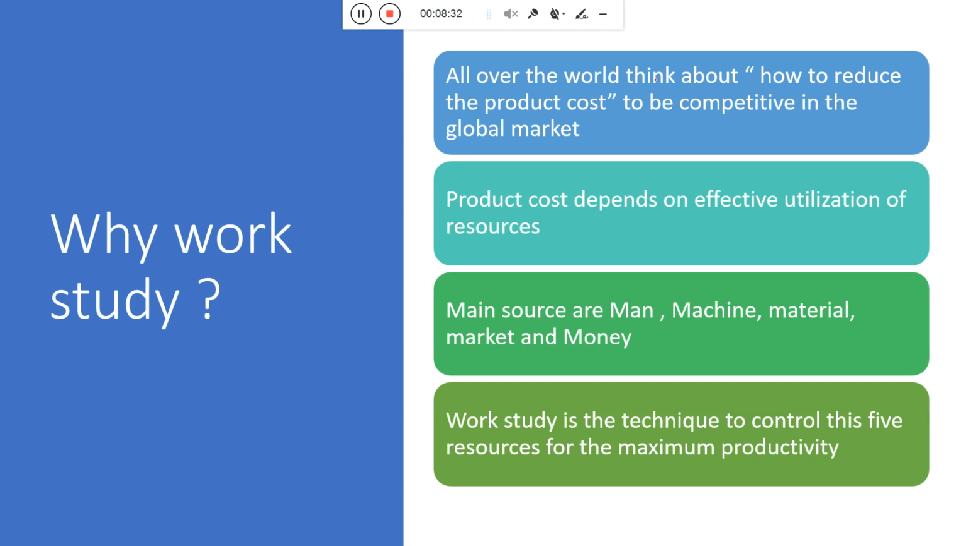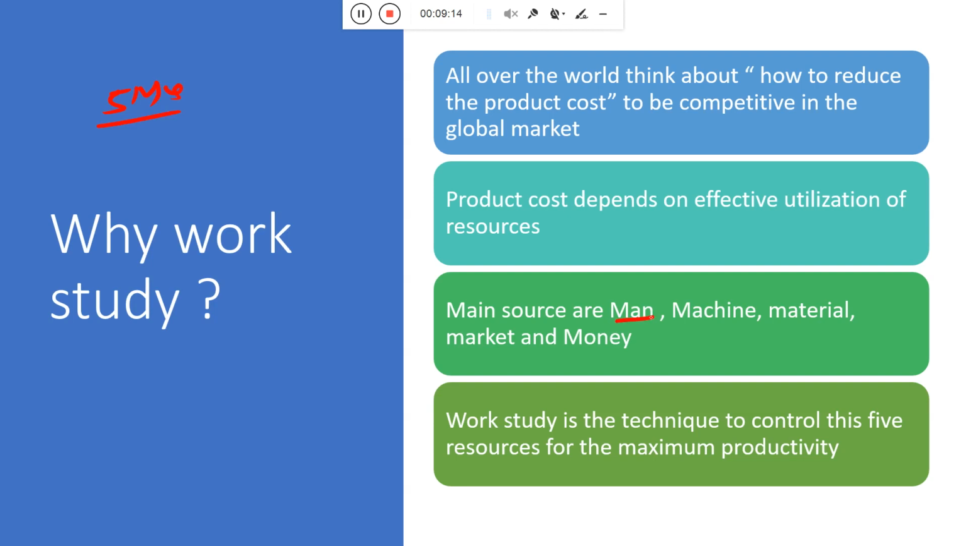All over the world, everyone thinks about how to reduce the product cost, how I can reduce the product cost to be competitive in the global market. Product cost depends on the effective utilization of resources. Resources means man, machine, even 5M, you can directly remember 5M. You need to utilize these 5M in the proper way, then only will you be competitive in the market. So what is the 5M?